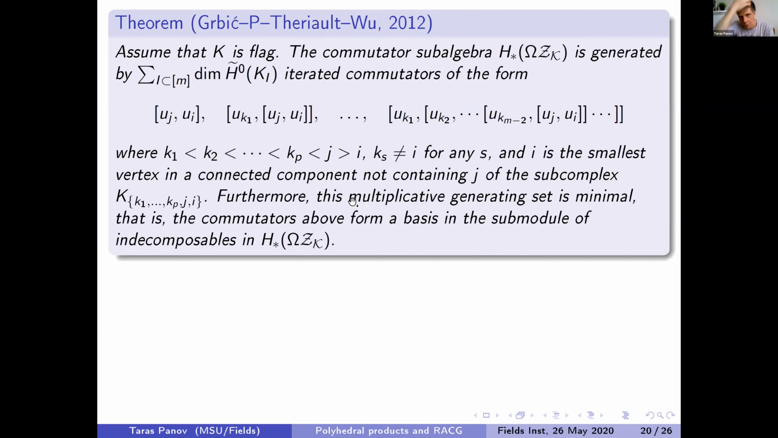So now you have two results. One about the homotopical situation with the moment-angle complex and the commutator subalgebra. That's due to Elena Grbić, Stephen Theriault, Jie Wu, and myself, from 2012. It tells you how to write down a minimal generator set for this commutator subalgebra.